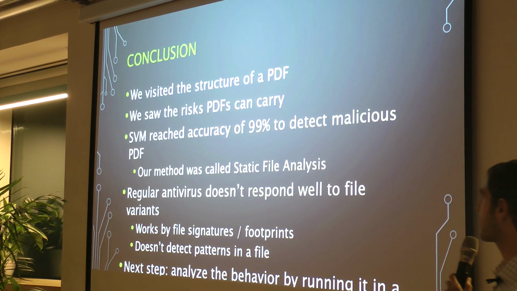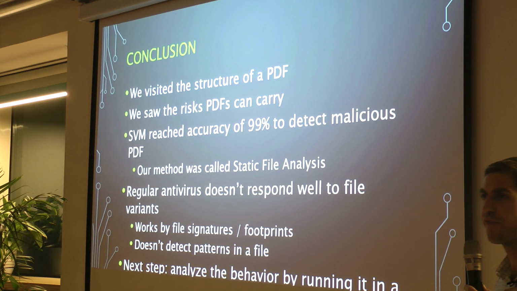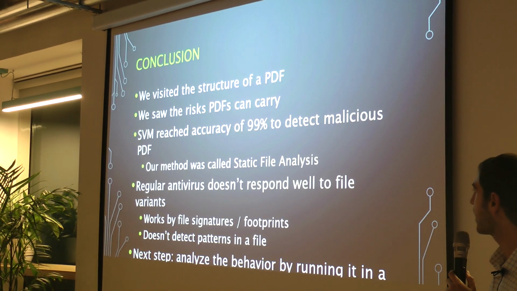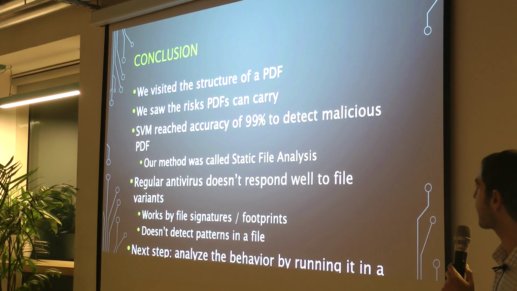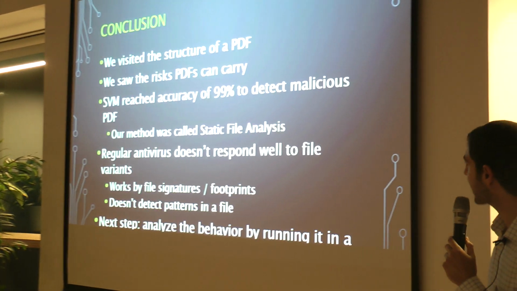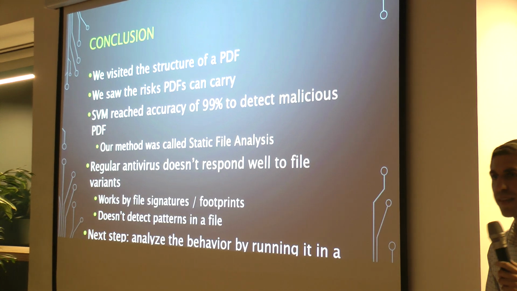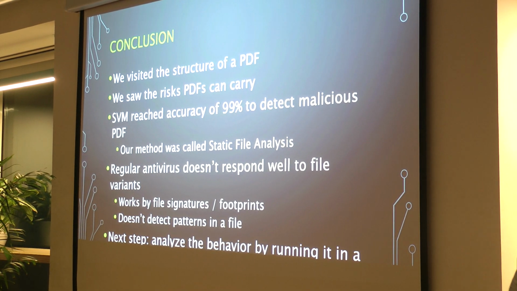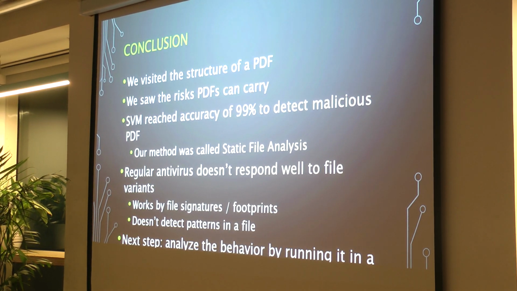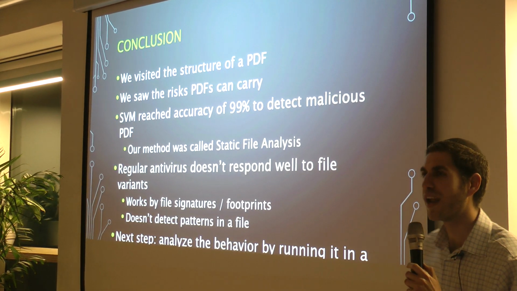So we saw the structure of a PDF, and we also visited the different risks a PDF could carry. Using machine learning, the SVM reached an accuracy of more than 99% to detect a malicious PDF. This method was called static file analysis because we took the file and we analyzed it statically based on the file structure. Now I know what everyone is thinking.